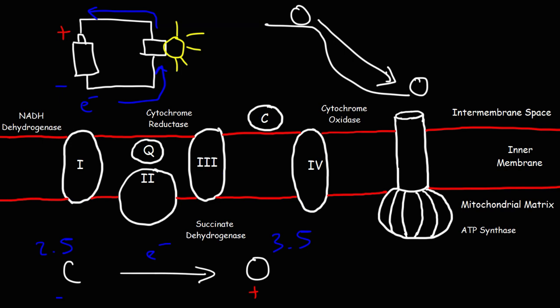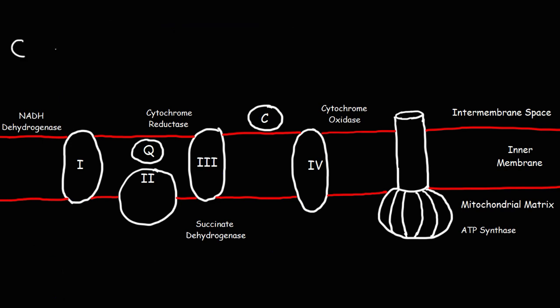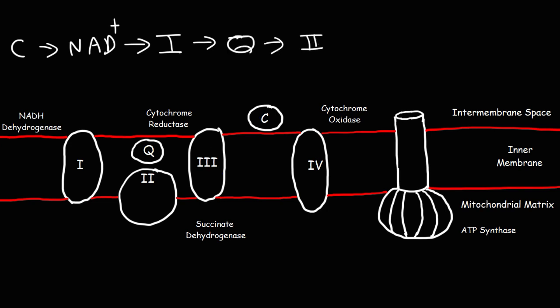So the electrons travel from carbon to NAD+, and then from NAD+, they go to complex 1, and then to Q, and then complex 3, and then complex 4, and then finally to oxygen. So oxygen has the greatest electronegativity or electron affinity for electrons. So here's a question for you. Which complex has a greater electron affinity for electrons? Would you say complex 1 or complex 3?